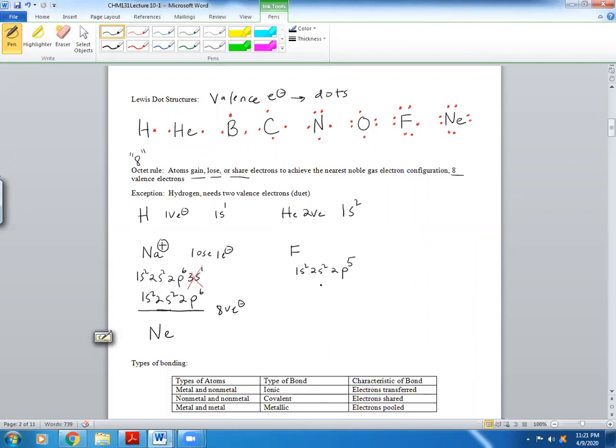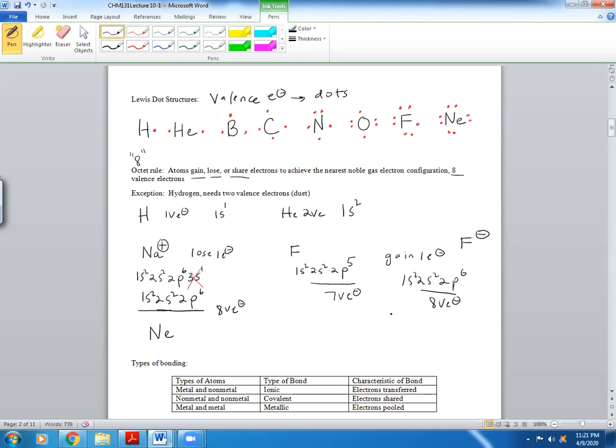Fluorine, on the other hand, has 7 valence electrons, but it needs 8. So what should it do? Well, it's going to gain an electron. And it's going to add to the p orbitals, because they can take up to 6. So that would be 1s2, 2s2, 2p6. So these now are 8 valence. And of course, since it gains an electron, it becomes a minus. So that's why F is a minus charge.